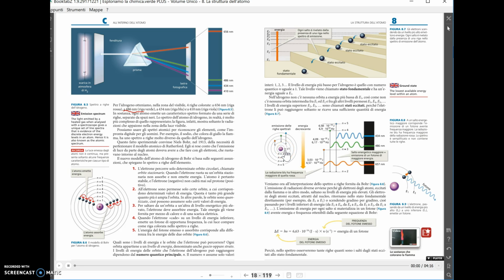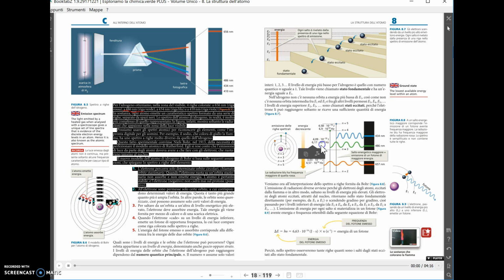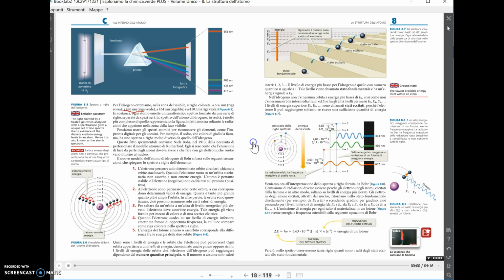If an electron gains sufficient energy from an external source, it can move to a higher energy level, termed an excited state. From the excited state, the electron can fall to a lower energy level, emitting energy in the form of light. The energy emitted is expressed by the equation E equals hν.